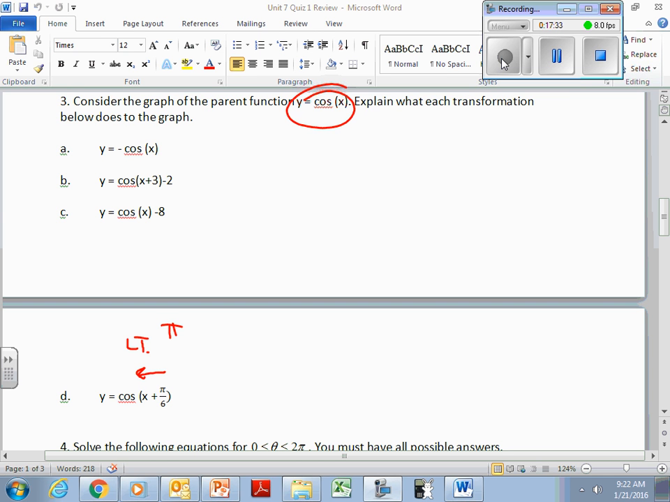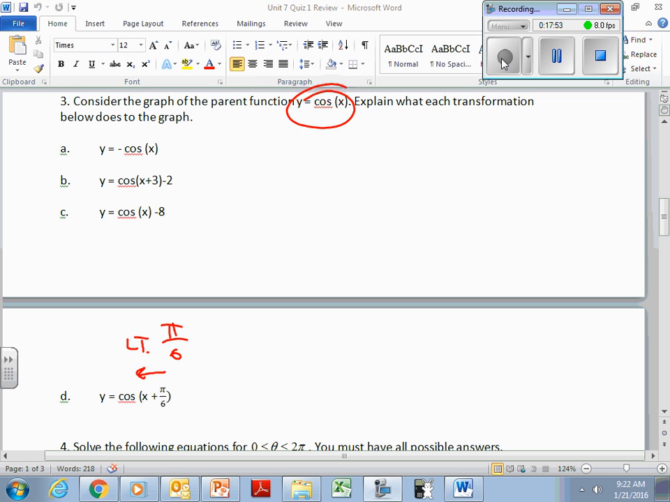Pi over 6. So the good news is I don't have to actually graph this. I don't know what pi over 6 is. 33? I don't know what pi over 6 actually is on the little graph thing. But this tells me, if I were saying this answer, shift function pi over 6 to the left. That's what I would write down as my answer.